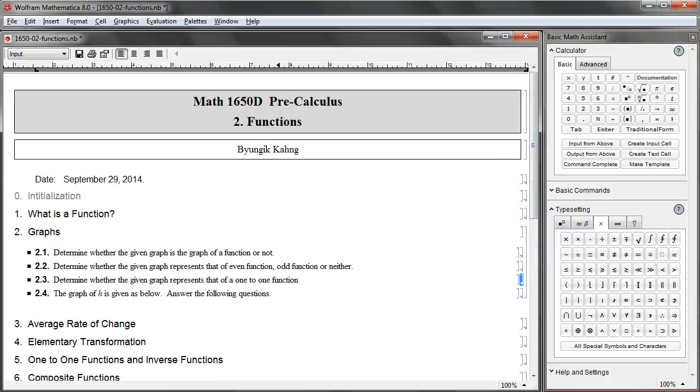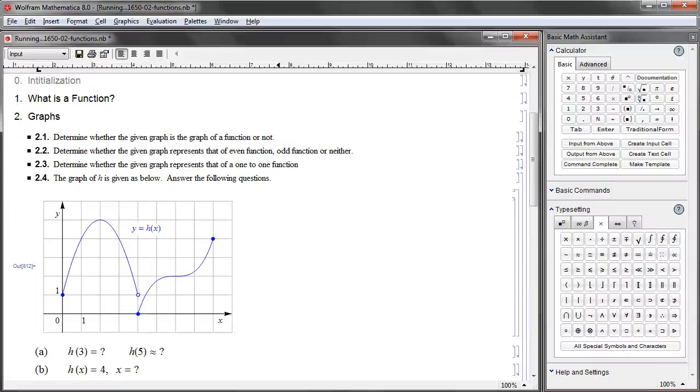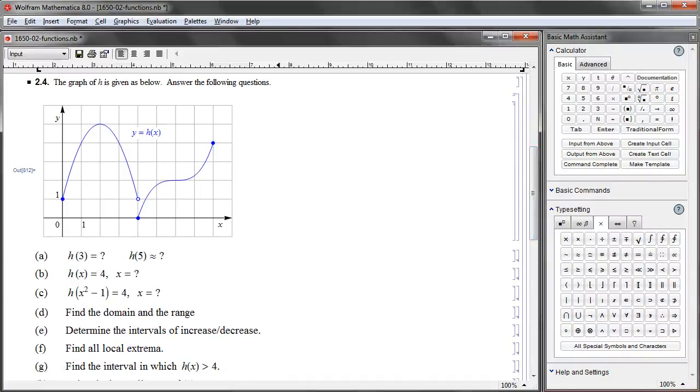Now let's move on to 2.4 of this notebook, which is actually the entire 2.3 of our textbook. And this example, the single example, covers 2.3 of our textbook rather thoroughly, and then some. Let's find out some information from a given graph, and let's answer questions. The easiest is to find out the function value. For example, how about h of 3? How do we find out?